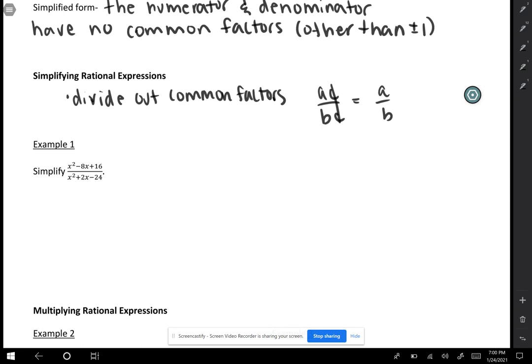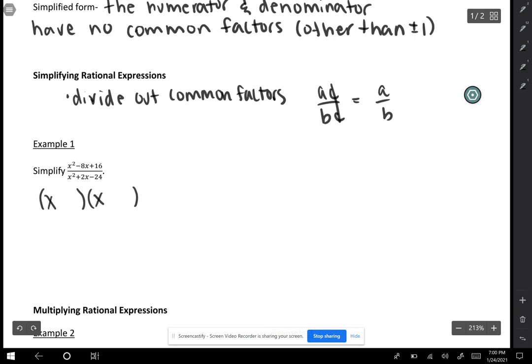Let's look at example 1. We're simplifying x squared minus 8x plus 16 divided by x squared plus 2x minus 24. To simplify this, you first want to factor the top and the bottom. For the top, you would have x and x in the first spot of each set of parentheses, and then -4 and -4. On the bottom, two sets of parentheses: first x plus 6 and then x minus 4.